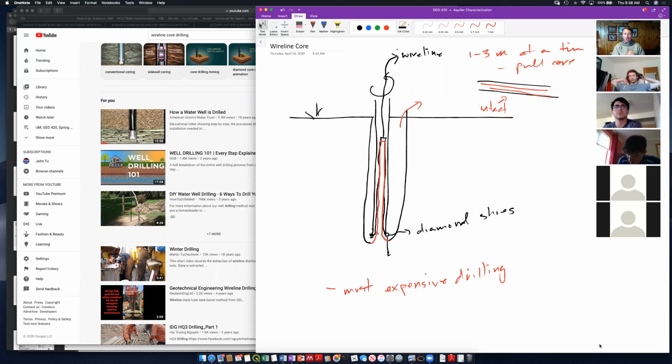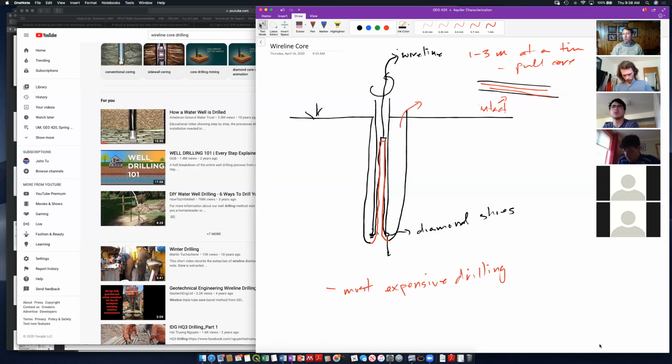And if you had all the budget in the world and you were doing scientific investigation holes, then you would only do core. If you're just trying to get water, you never do core. All right, it's the worst idea. So it's really a scientific and characterization method that we employ when we really want to know exactly what's going on in the rock at a given point.